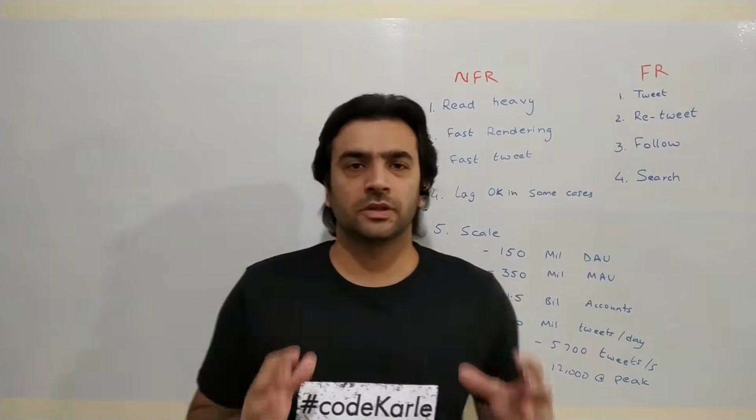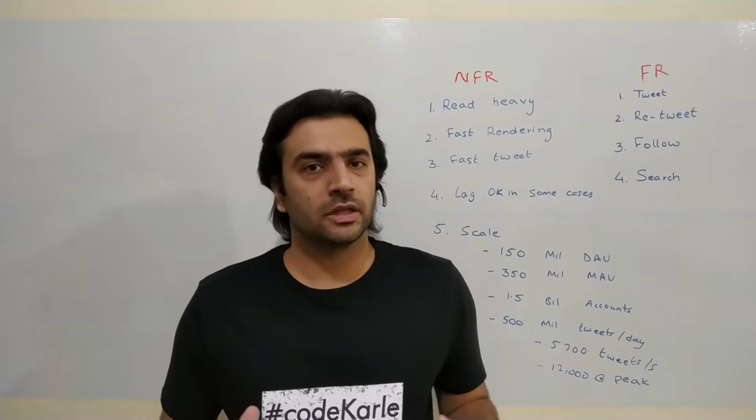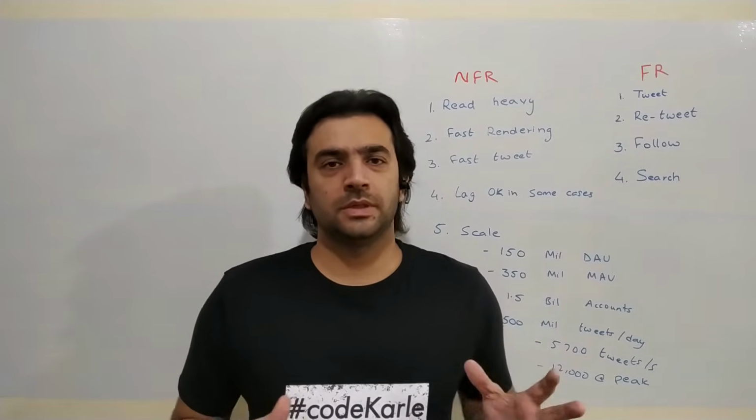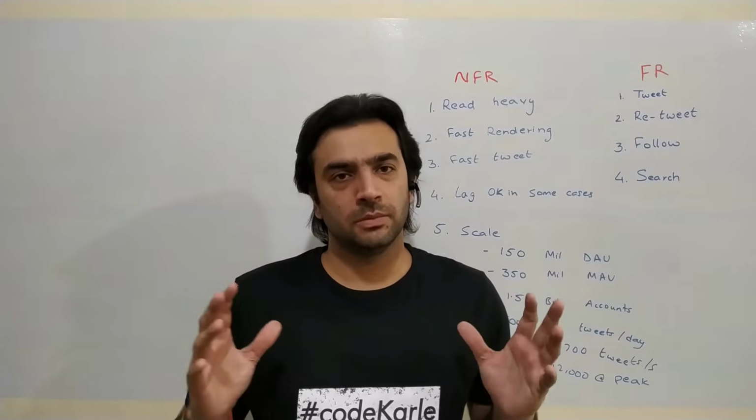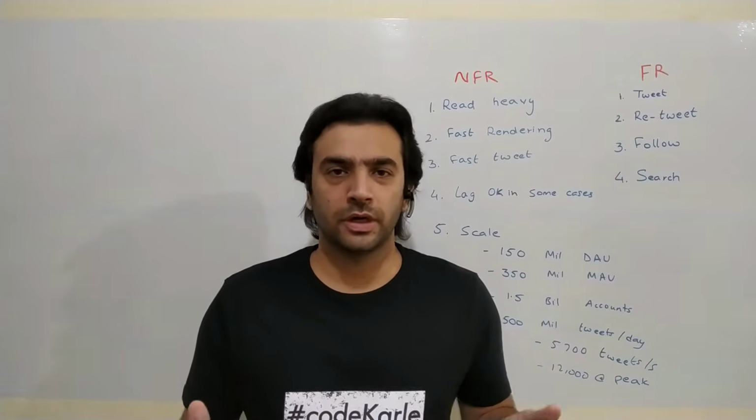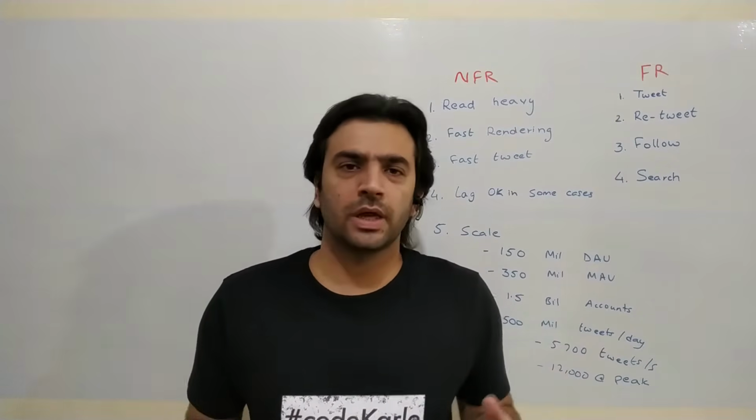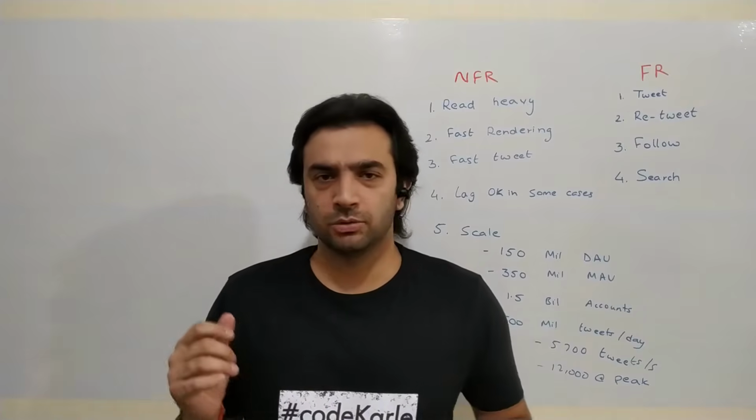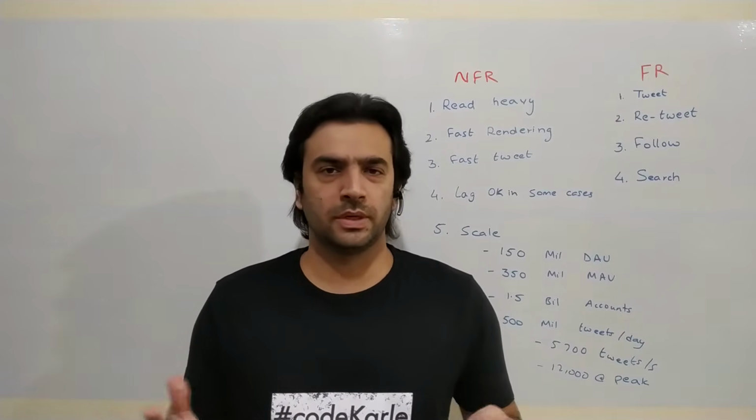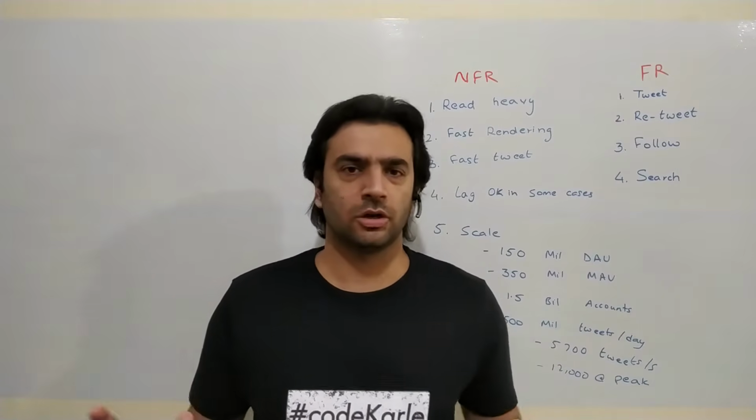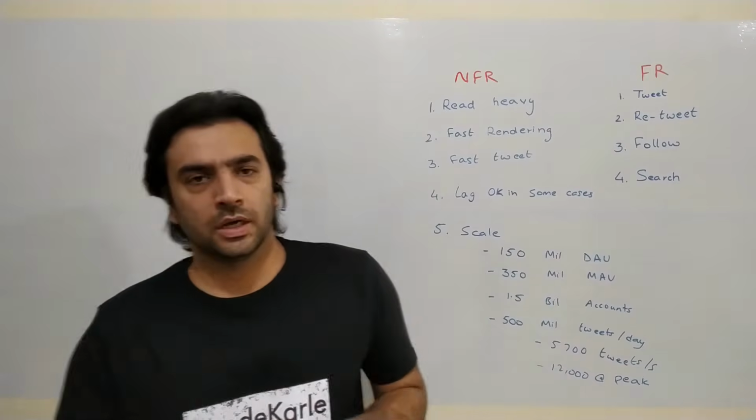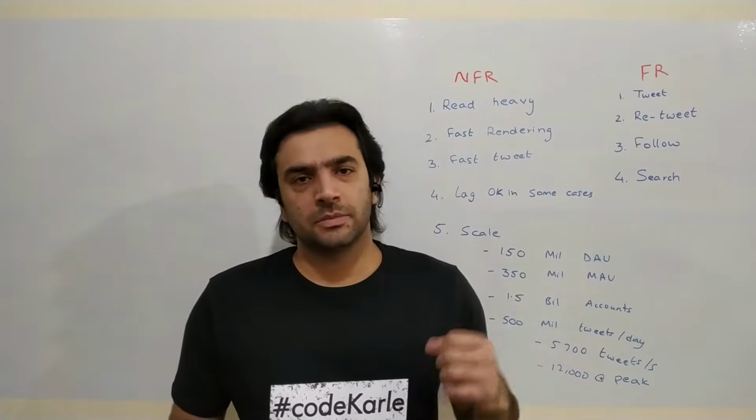Okay, so from the functional side, the very first thing is we should be able to tweet, which is basically saying that we should be able to post content of 140 characters length. It could have an image, it could have video content, it could probably have links to external websites and all of that. Okay. The second requirement is something called retweet.